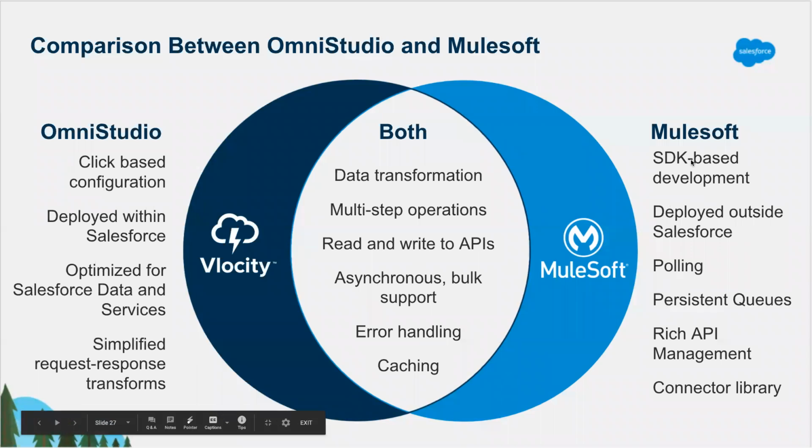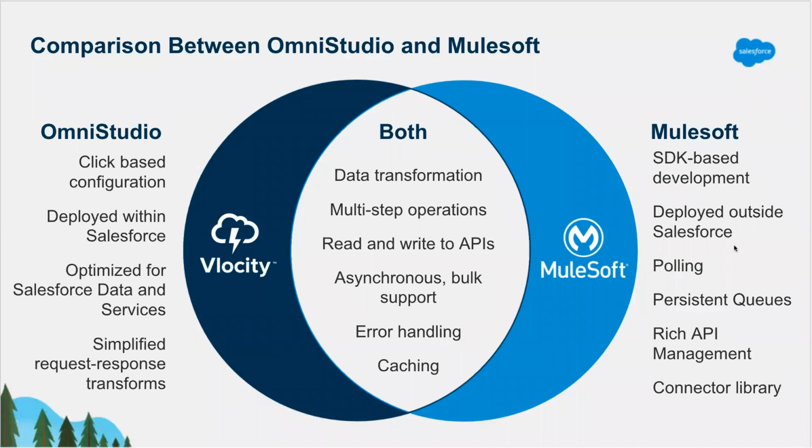Mulesoft is more of an SDK-based tool. It's deployed outside. It does have some features that integration procedures don't. So if you want to do polling, for example, Mulesoft would be a good way to do that. You wouldn't do that with OmniStudio. If you want to have persistent queues, and if you want to manage a library of APIs, Mulesoft is really designed for that purpose. It's much more of an industry integration backbone, whereas OmniStudio is designed to be more of a client of some of those APIs.